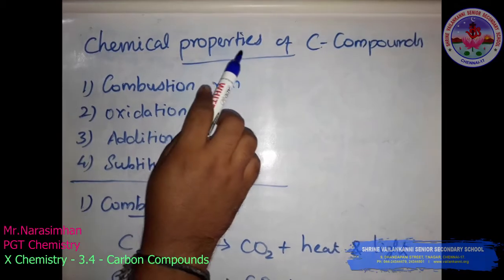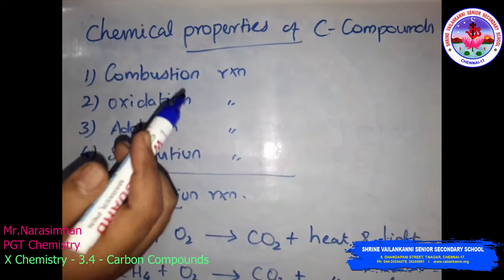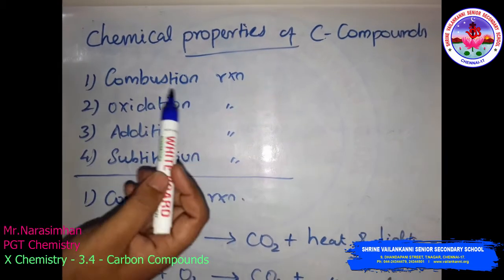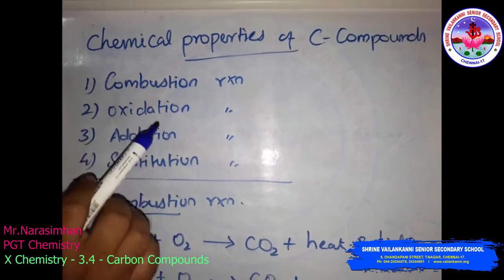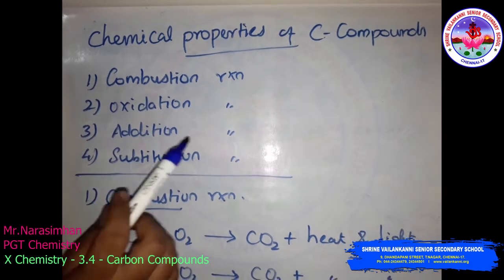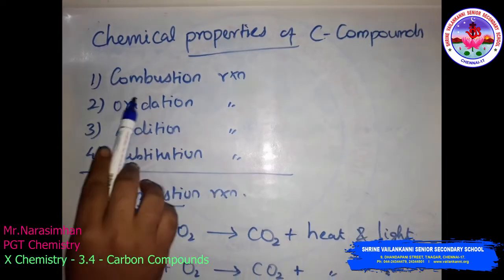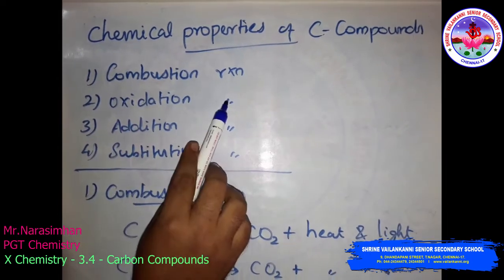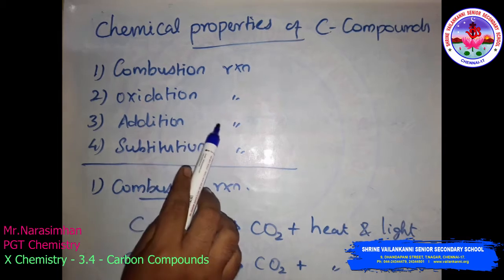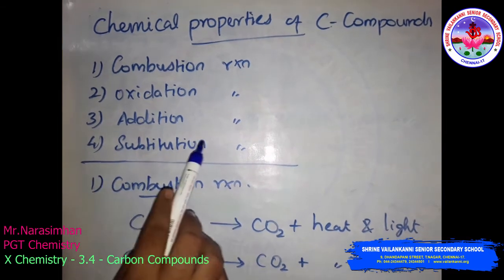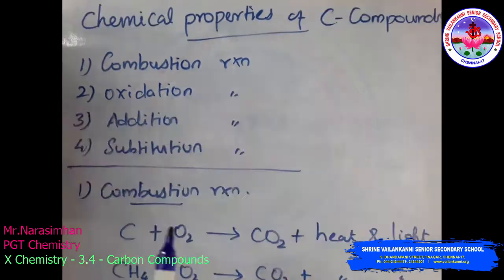Chemical properties of carbon compounds. See, so many chemical properties are there. Here we are going to discuss the four types of chemical reactions. The first one is the combustion reaction, the second one is the oxidation reaction, the third one is the addition reaction, and the fourth one is the substitution reaction.